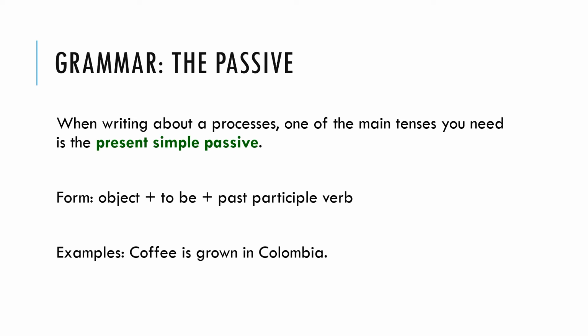So for our example, coffee is grown in Colombia. So the past participle is grown. We're talking about the present, so we're going to use the verb is, and coffee is a singular, in fact, a non-count noun. Or the coffee beans are milled. Milled is our past participle. Are is in the present, but it's also talking about coffee beans, so we're using it in the plural form.